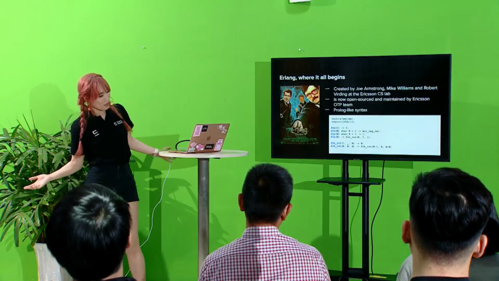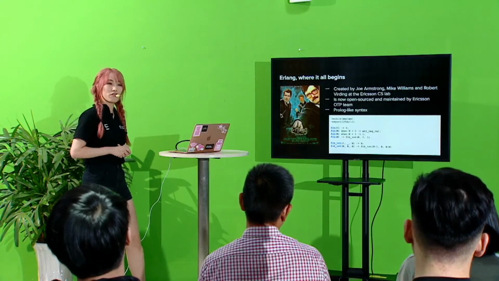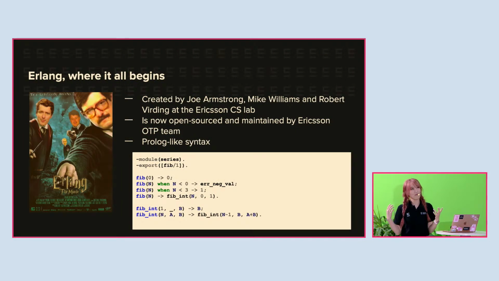So a bit about Erlang. It's a functional programming language created by Joe Armstrong, Mike Williams, and Robert Virding at Ericsson CS Lab. The purpose is for telecommunications, to handle a lot of concurrency, a lot of phone calls.